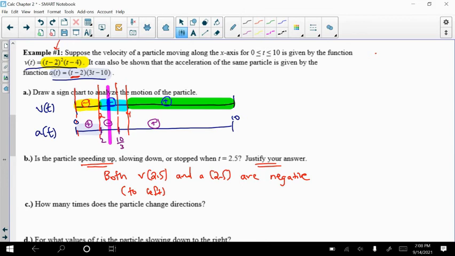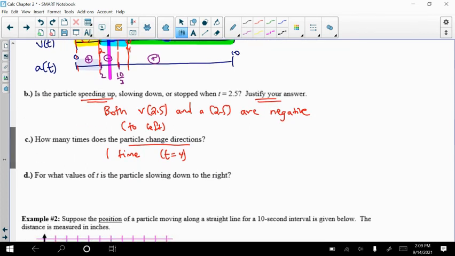Okay. Now, how many times does a particle change directions? So changing directions, you need to look at the sign of your velocity. Velocity determines the direction. So from 0 to 2, I'm moving in the left direction, and I pause. And then from 2 to 4, I'm still going the left direction, and I pause. But right here at 4, I then go back to the right. So it only changes one time, and the time that it changes is when t was 4. Now, I don't have to analyze acceleration. I just have to look at when the velocity changed signs.